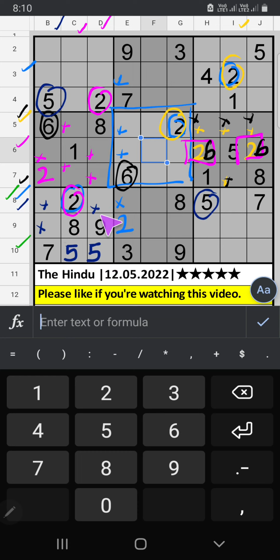8th row and 10th row we have pair numbers 5 and 7. So 5 and 7 can't come in these cells, it will come in any of the 2 cells, we will confirm later. Column E, column G, 3rd row and 4th row we have 2. So 2 can't come in these cells, then 2 is confirmed here.